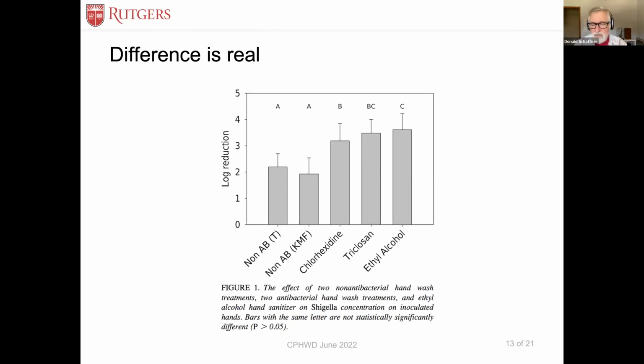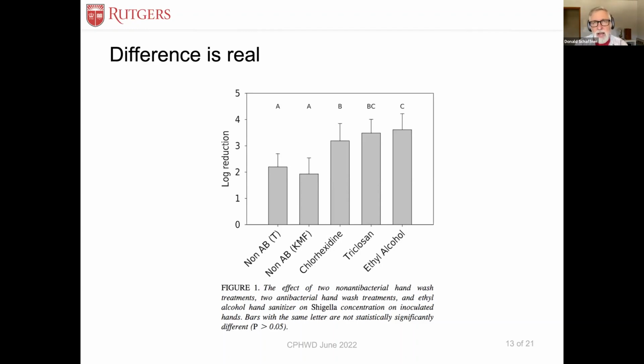What you can see here from the error bars and from the letters is that clearly antibacterial soaps with chlorhexidine and triclosan, or ethanol for that matter, ethyl alcohol, all were more effective than the 2 non-antibacterial soap products. In fact, ethyl alcohol was better than chlorhexidine, but triclosan was sort of in the middle of those 2 and not significantly different from either one.